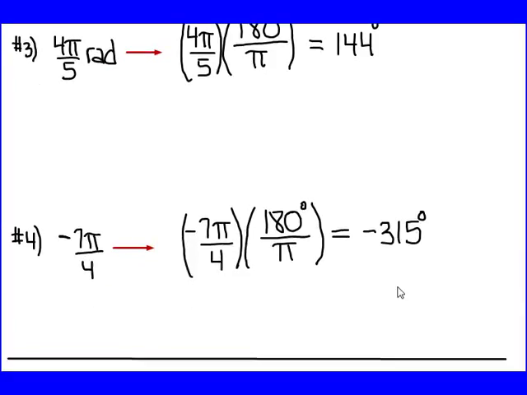Number 4, negative 7 pi over 4. So we want to convert this angle measure, which is now in radians, to its equivalent degree measure. So we take negative 7 pi over 4. We multiply that times the ratio of 180 degrees over pi. Then after simplifying, notice the pi's divide out. We end up with negative 315 degrees. So minus 7 pi over 4 is the equivalent of minus 315 degrees.